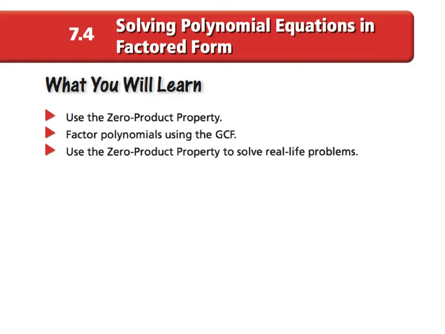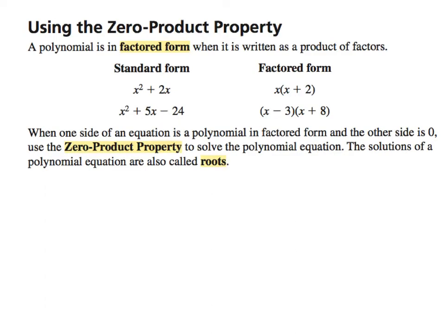In section 7.4, we're going to solve polynomial equations in factored form. You can see by looking here what we are going to cover. So, using the zero product property. Before we actually go into the zero product property, let's talk about what a factored form looks like.